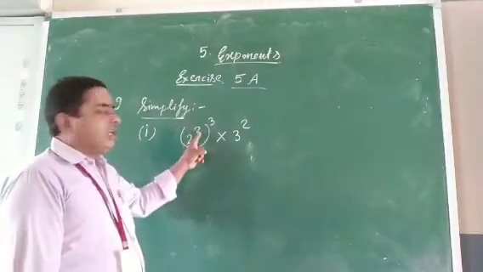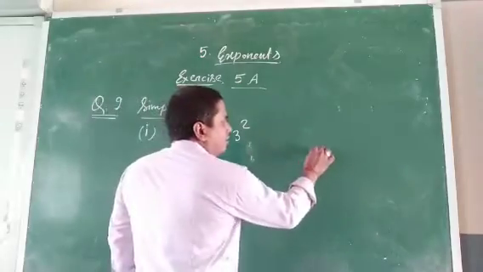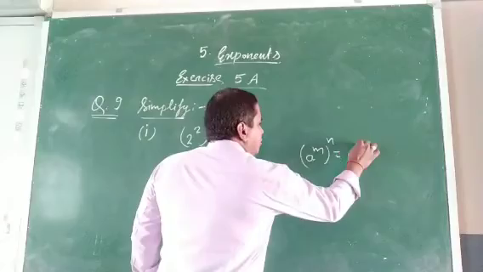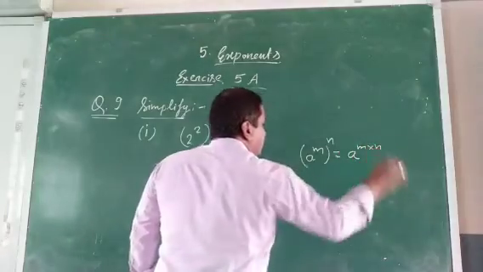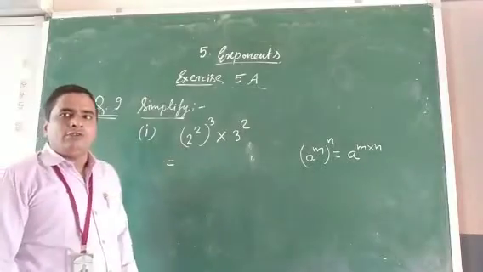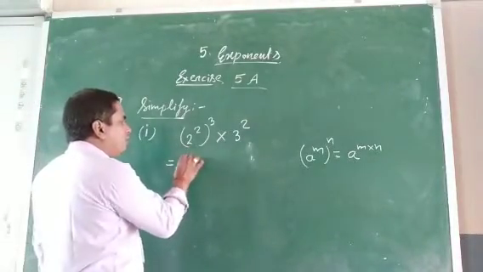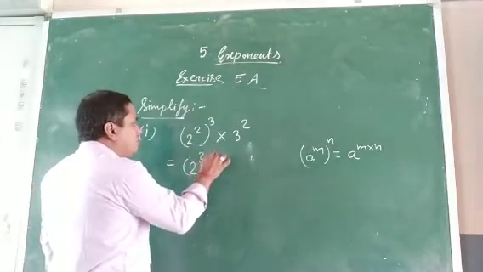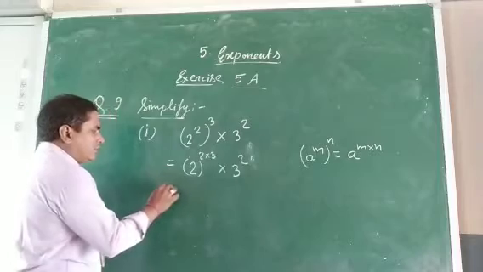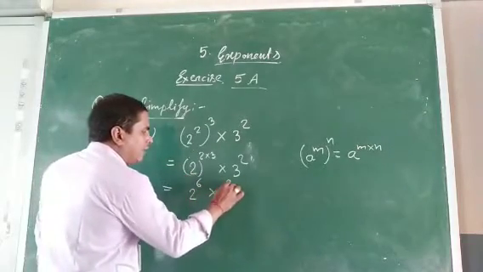Okay. So here you apply the rule power of power: a to the power m, to the power n, is equal to a to the power m times n. Use this rule here. यहाँ पे ये rule use करेंगे आप. Clear? So apply here: 2 to the power 2 into 3, into 3 to the power 2. So here you will get 2 to the power 6 into 3 to the power 2.